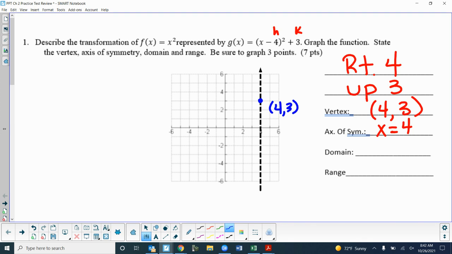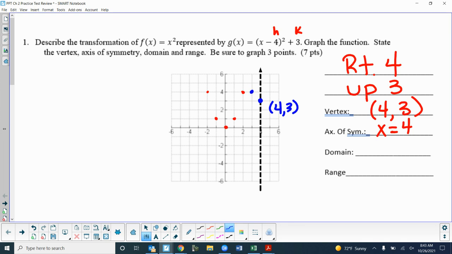Right? So the parent function, if we look at the points, remember, are 0, 0, negative 1, 1, 1, 1, positive 2, 4, negative 2, 4. So I can just move all those points right 4 and up 3. Or you can just plug in your x values. My x value of 3 would be 3 minus 4, negative 1, squared is positive 1, plus 3 is 4. So 3, 4 would be right there.